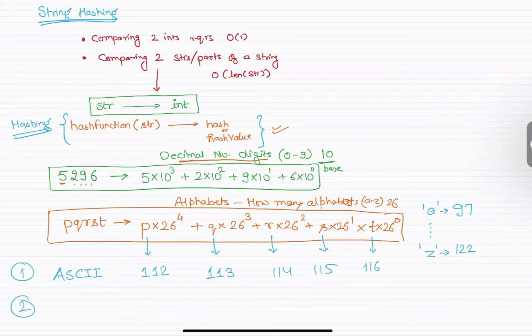Another option we had, if we want to keep our computations shorter, is that A could have been translated into 1, B into 2, C into 3, and so on, Z into 26. We could have used that also. If that is the way, then P will be what? Basically, I'm saying rather than using their ASCII values, we could have mapped them into 1 to 26. P will be 16 or 15.